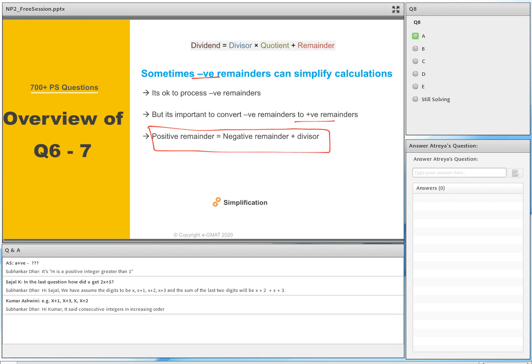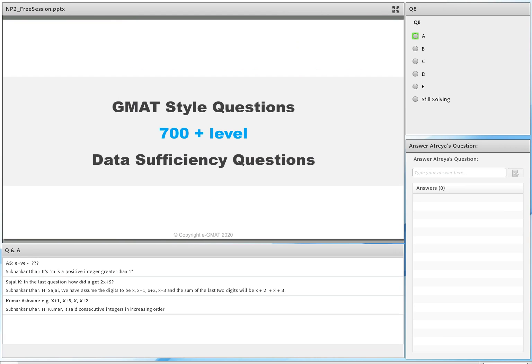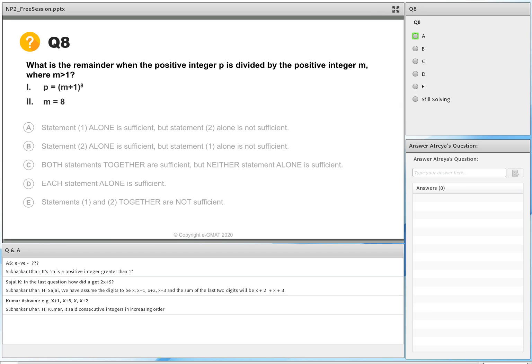Okay, got Arnav's question now. Yes, it's merely a coincidence, Arnav. It's merely a coincidence in these two questions, in the last two questions. All right. So what I would do, I'll go to the next three questions, the 700 plus level of questions that we first solved. So these are the three questions. We'll first solve question number 8. This is the question. All the best, guys.